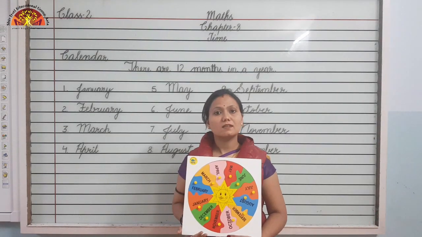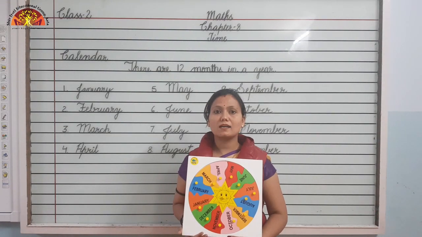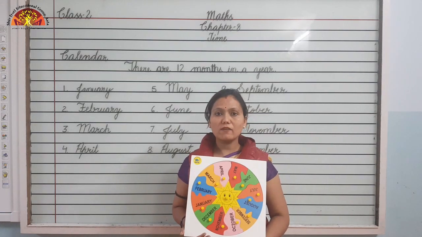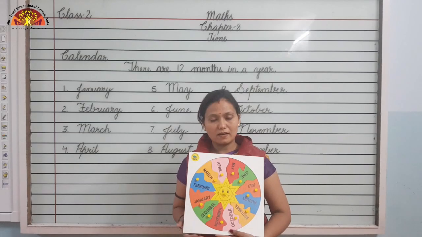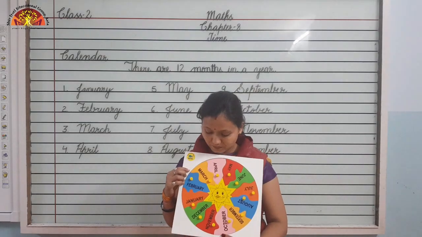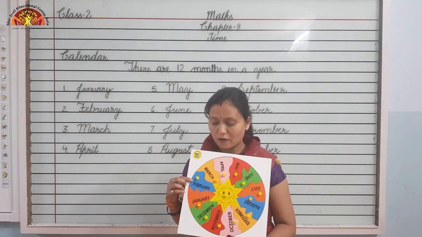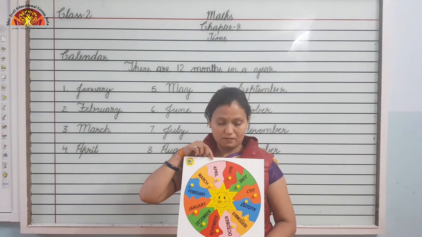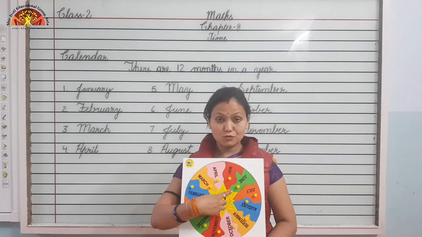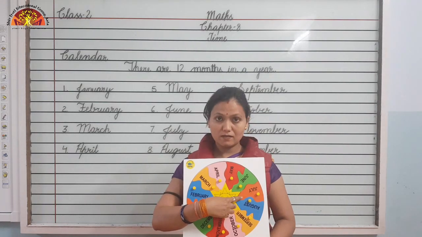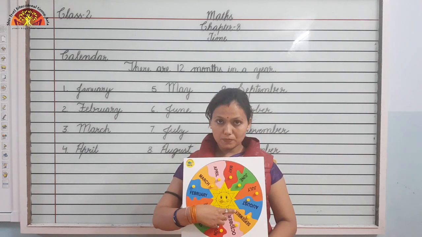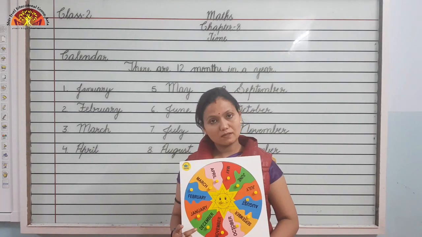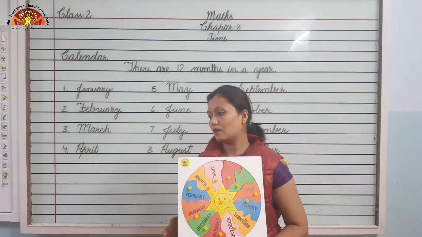So students, now how many months are there in a year? There are 12 months in a year, as you can see. January, February, March, April, May, June, July, August, September, October, November and December. Now let's see on the board.